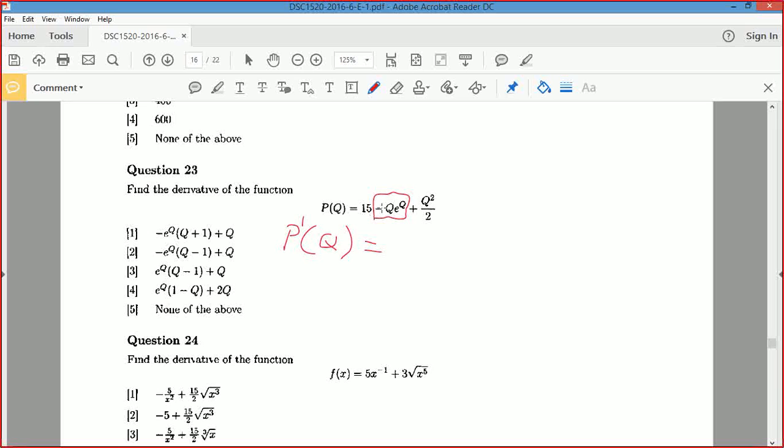Right, so we'll discuss the minus q e to the q just now. Let's first do the last bit, which is a bit easier to derive. Obviously you can probably find the derivative of this quite easily, right? So it's 2q over 2. You can't forget the half. The half is the constant. So a half times 2 is 1. So you're left with q. Okay, so there's the derivative for that end bit.